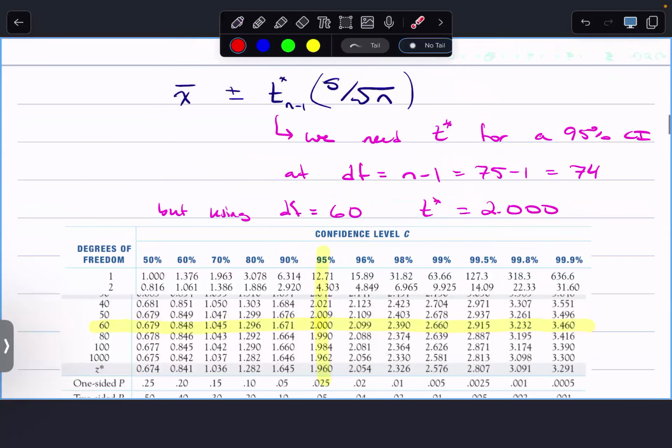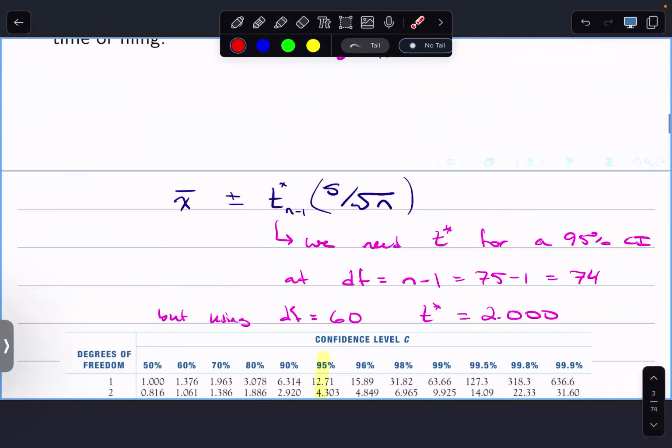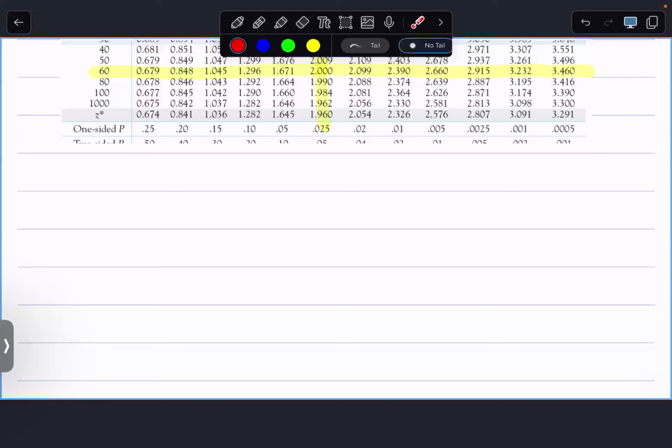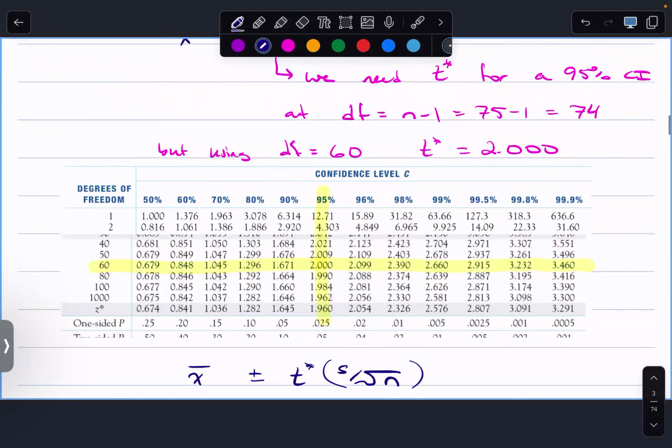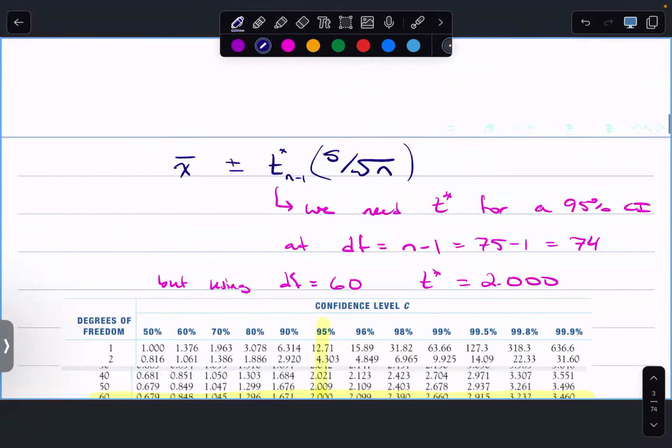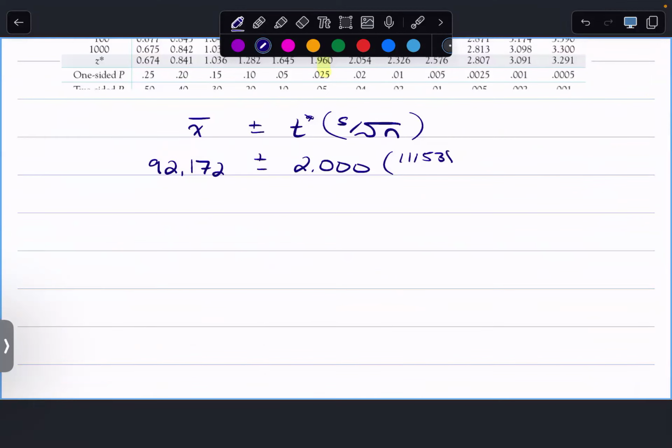Okay. Now we have all our components. And so our x bar was 92,172. Compared to two sample proportions, these are just itty bitty, so kind of nice. 92,172 plus or minus 2.00 times 111,538 over the root of 75.